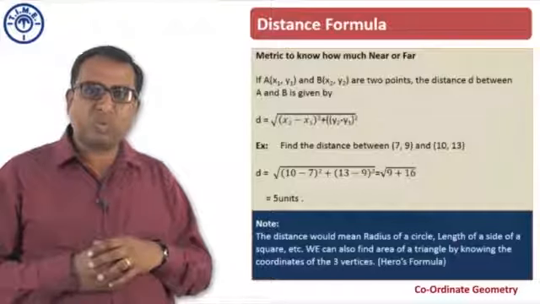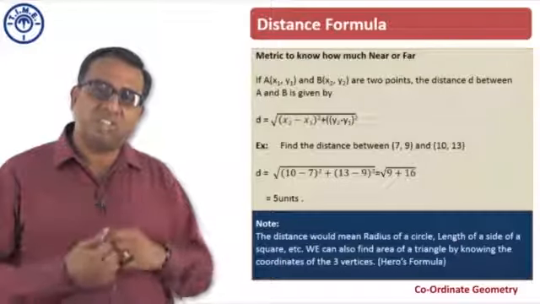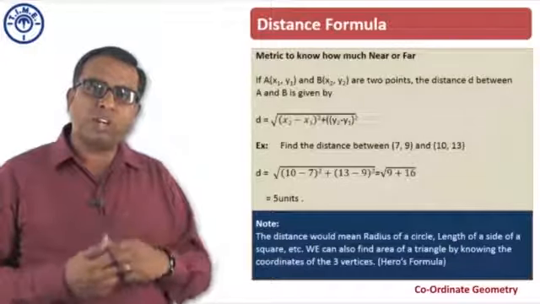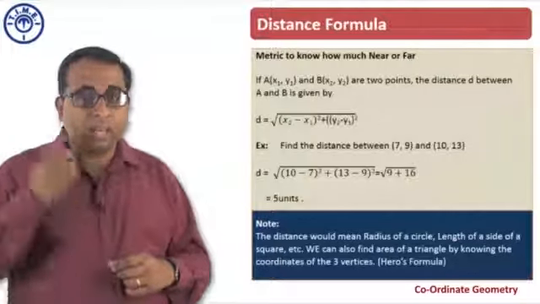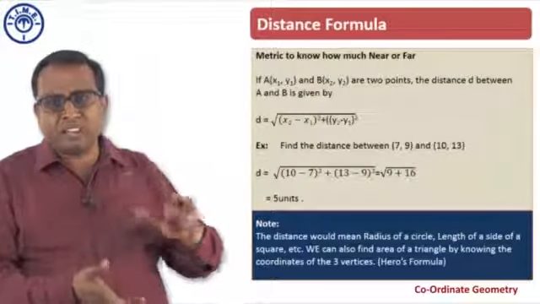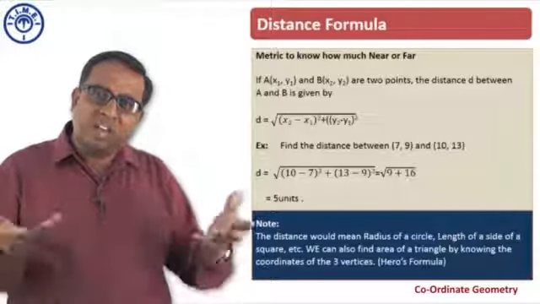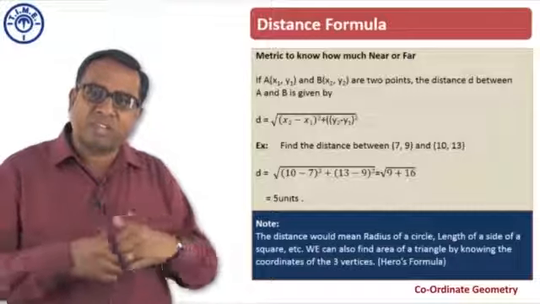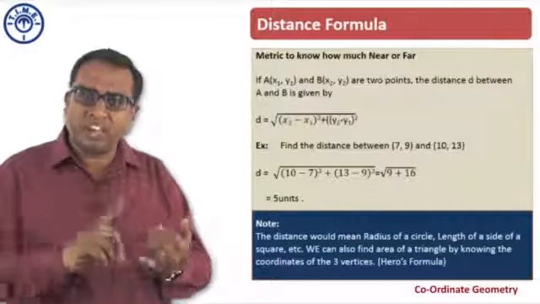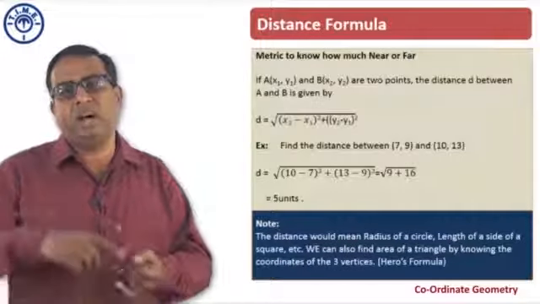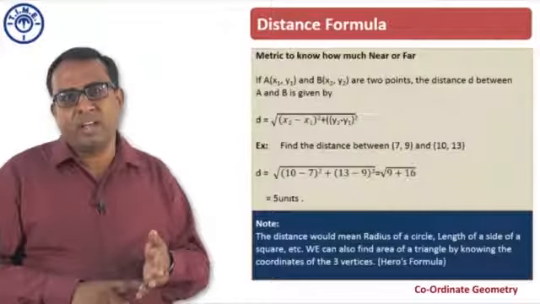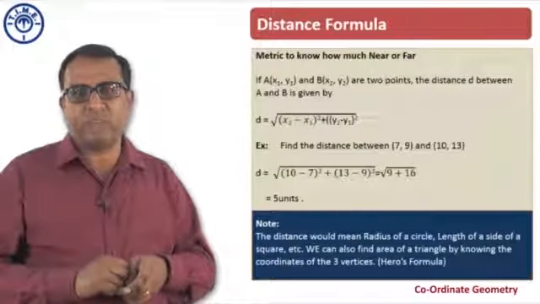And apart from this, we can also answer a very interesting question. If you know the coordinates of two adjacent corners of a square, the distance between them would give us the length of the side. Wow, once you know the length of the side, you have three questions that can be answered instantly. You can find the area of the square, the perimeter of the square, and the length of the diagonal of the square.